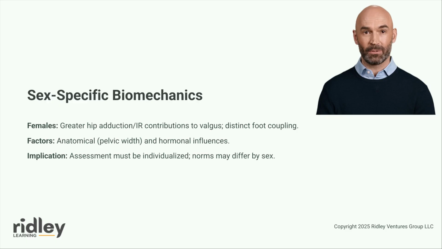The biomechanical differences between males and females described earlier in this module have implications for assessment and intervention strategies. Women demonstrate distinct kinematic patterns during functional tasks, including greater hip adduction and internal rotation contributions to dynamic knee valgus. These differences may reflect anatomical factors such as wider pelvic width relative to femur length, hormonal influences on ligamentous laxity, and potentially different neuromuscular activation strategies.